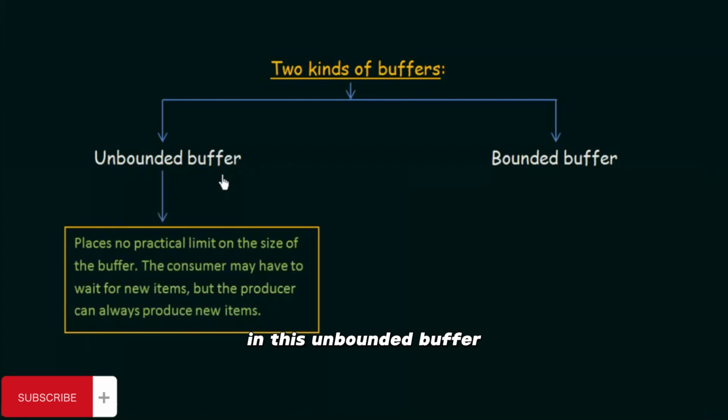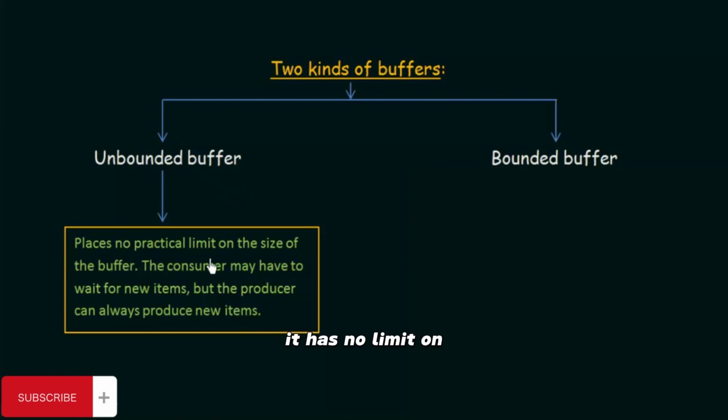In the unbounded buffer, there is no practical limit on the size of the buffer. The consumer may have to wait for new items, but the producer can always produce new items. It's like a buffer with unlimited size. That means the producer can keep on producing items. It does not have to stop or wait, because the buffer will not become full.